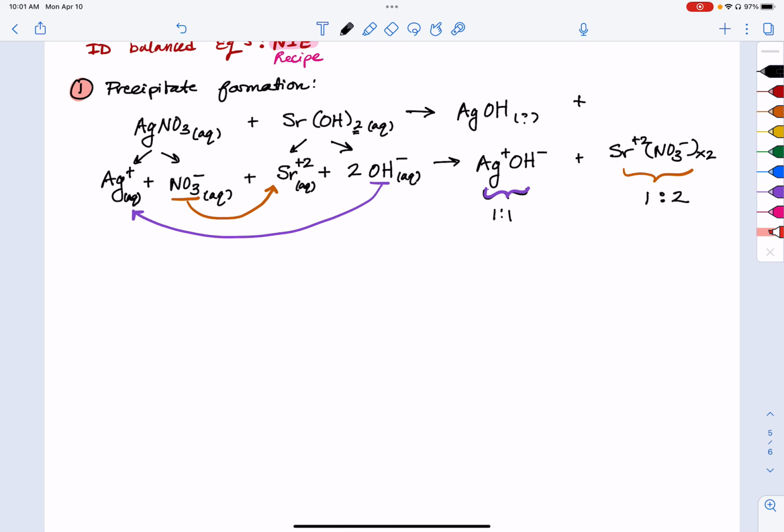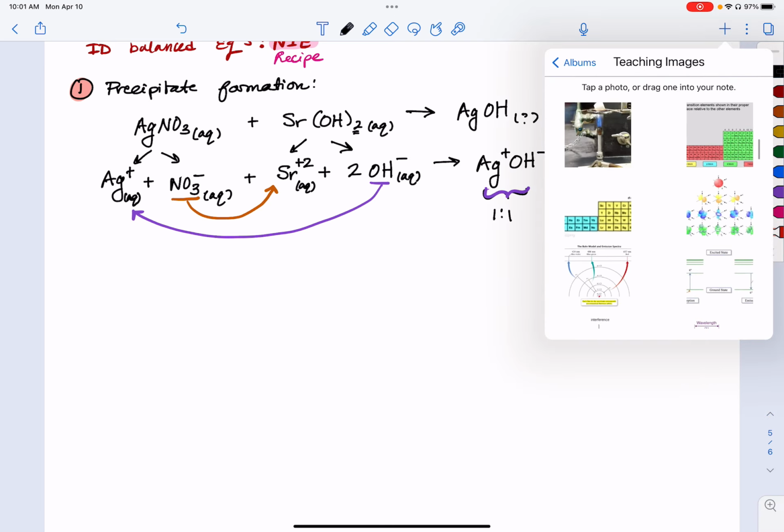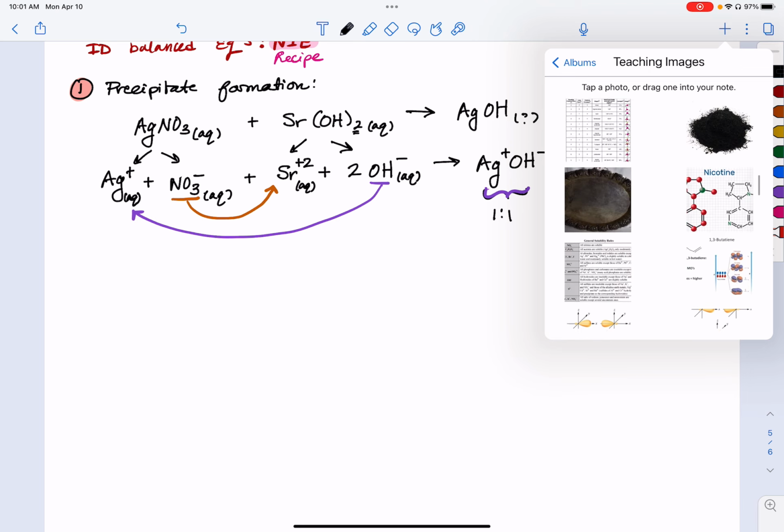So if I were to write this formula, this would be Sr(NO3)2. And again, I don't know about its solubility. So let's find our solubility rules.